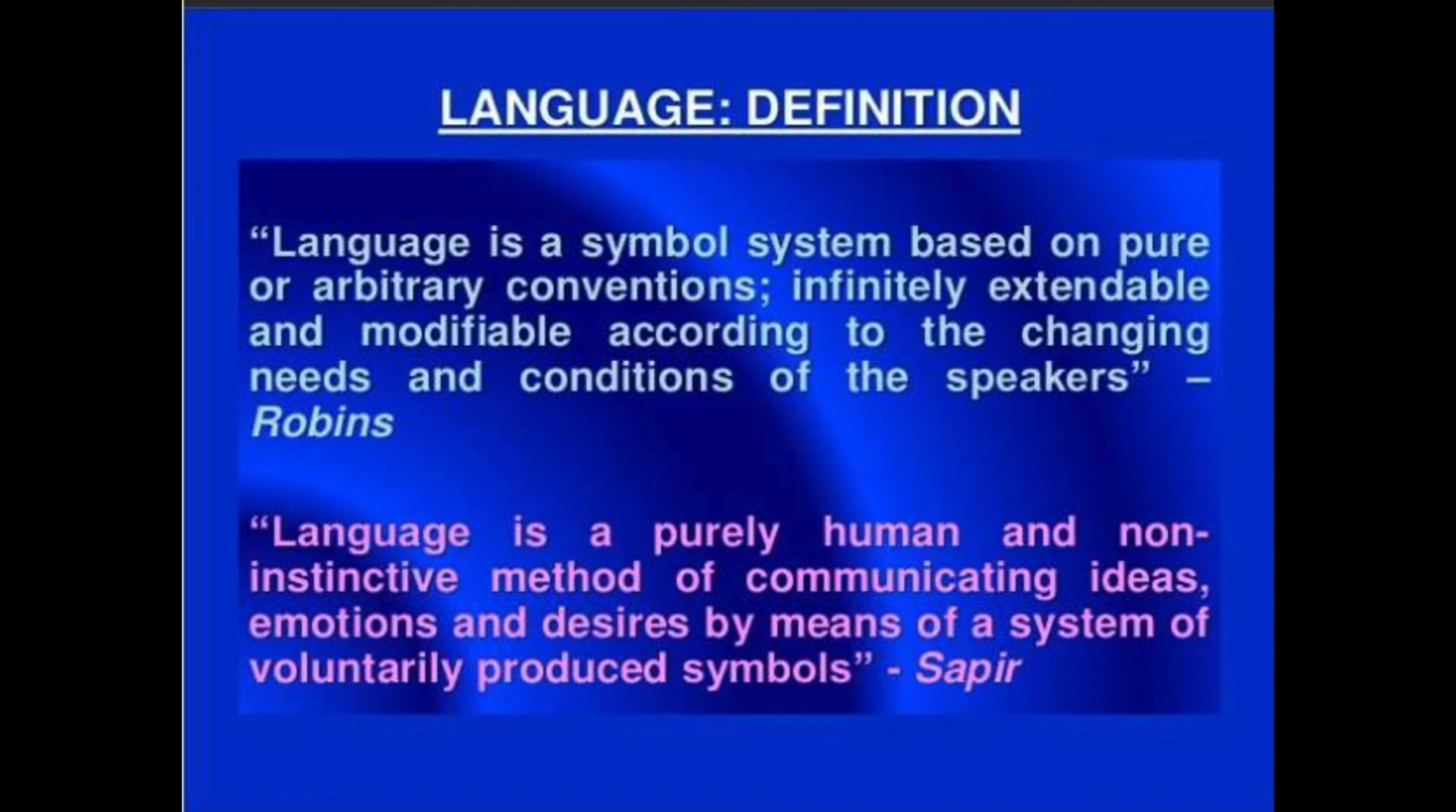Now the definitions. There are a few important definitions given by educationists and academicians. The first definition is given by Robins: language is a symbol system based on pure or arbitrary conventions, infinitely extendable and modifiable according to the changing needs and conditions of the speakers. Sapir says language is a purely human and non-instinctive method of communicating ideas, emotions and desires by means of a system of voluntarily produced symbols.